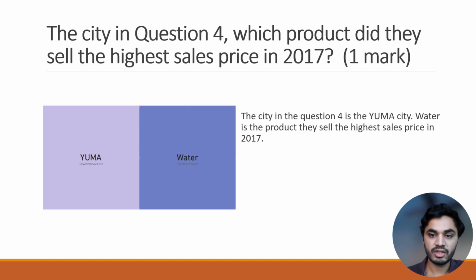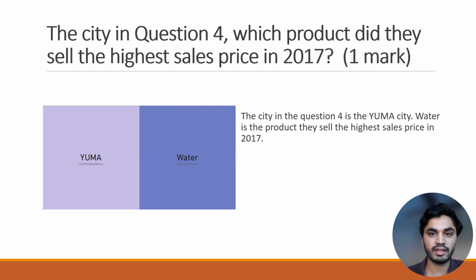And the next question is which product did they sell at the highest sales price in 2017? So the city in question 4 is Yuma city. Water is the product key. They sell the highest sales price in 2017.